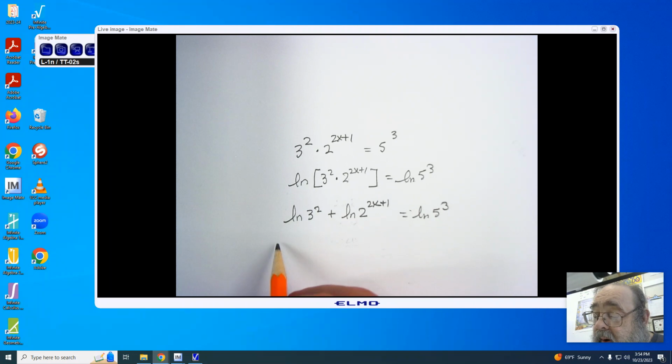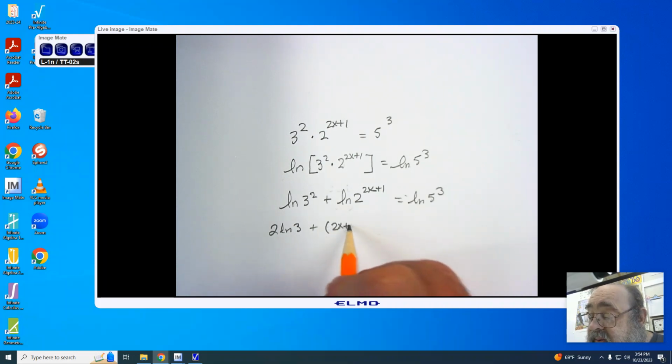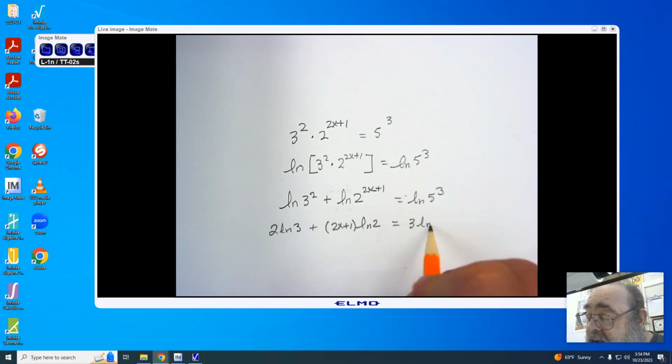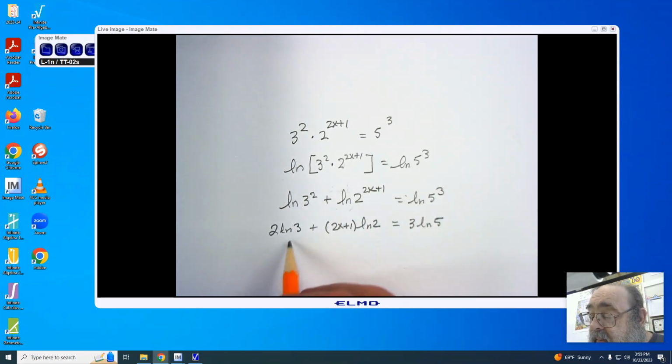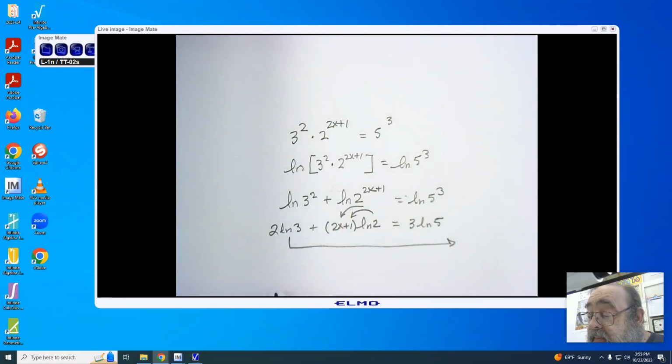I'm now going to bring the power in front. So I'm going to have 2 natural log of 3 plus parenthesis 2x plus 1 close parenthesis natural log of 2 equals 3 natural log of 5. I'm going to move this piece over. I'm going to distribute the powers. I'm going to move another piece, and then I'm going to divide. So I've got 2x natural log of 2 plus the natural log of 2 equals 3 natural log of 5 minus 2 natural log of 3.